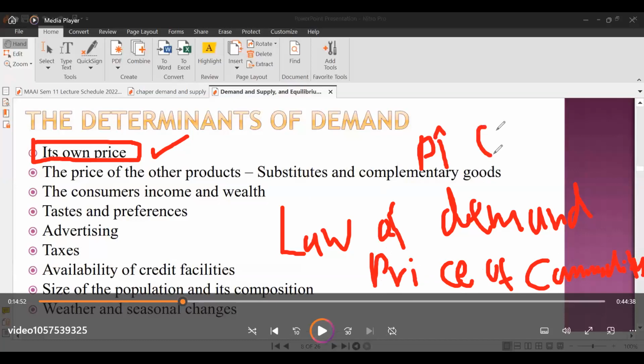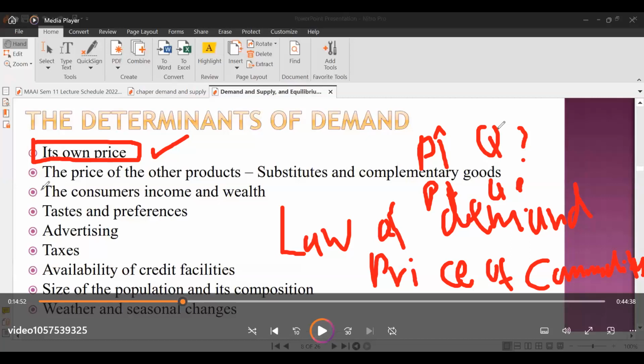Normally, when the price increases, what will happen to quantity? When the price decreases, what will happen to quantity? Through the law of demand, we want to understand the relationship between the price and the quantity. Here we assume other things held constant.